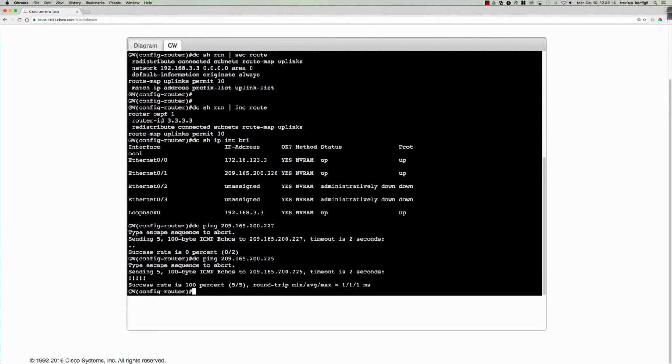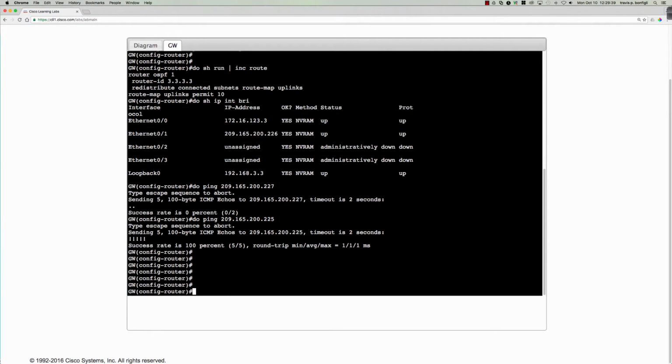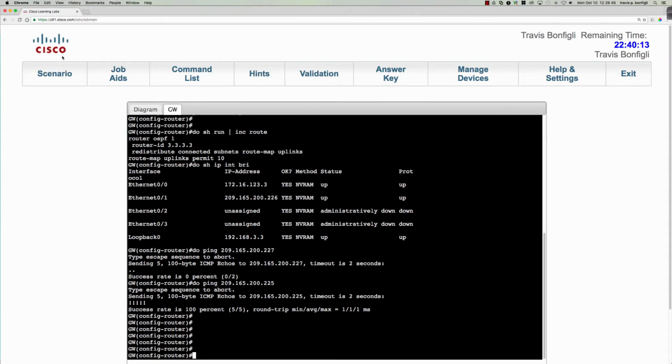So when I say default-information originate always, what that means is I don't have to have a statement in here that defines a default route. If I just said default-information originate, I would have to have the IP route quad 0 entry, pointing to 209.165.200.225. And so we'll put always in there, and again, I thought that they were going to have that in there already. They don't, so we'll just say default-information originate always. And that's going to take care of our default route.